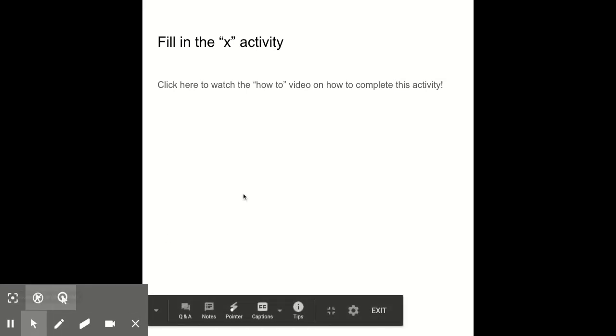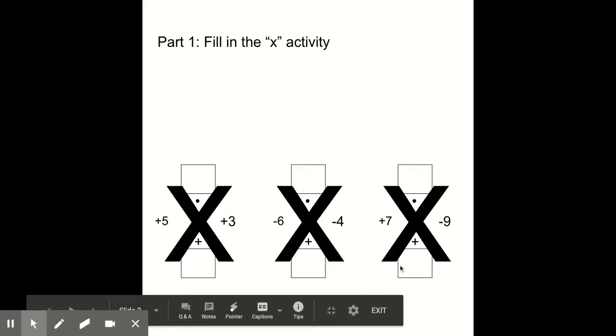Hi guys. So I wanted to do a few examples with you for this activity, just so you had a better idea of what you were doing. So for the first part, you're going to be given X's that look like this, where you are given the values on the sides of the X's, and you have to fill in the top and bottom of the X's.